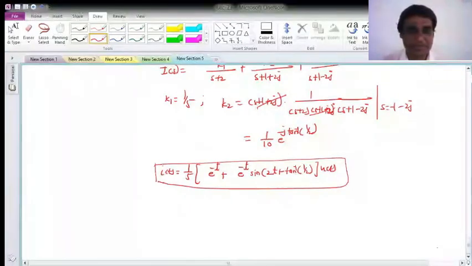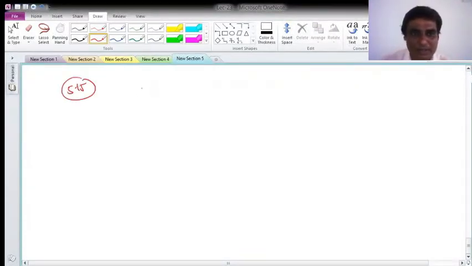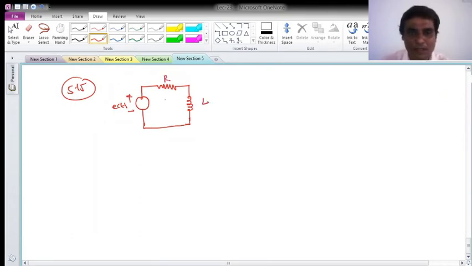The next example is 5.15, and the problem is like this. For the circuit given as this, R, this is L, okay, and this is E of t, R, L, and you have to solve for I of t. Let me read out the problem. Switch is closed at t is equal to 0. Yeah, we have closed it, and solve for I of t when initial conditions are 0.